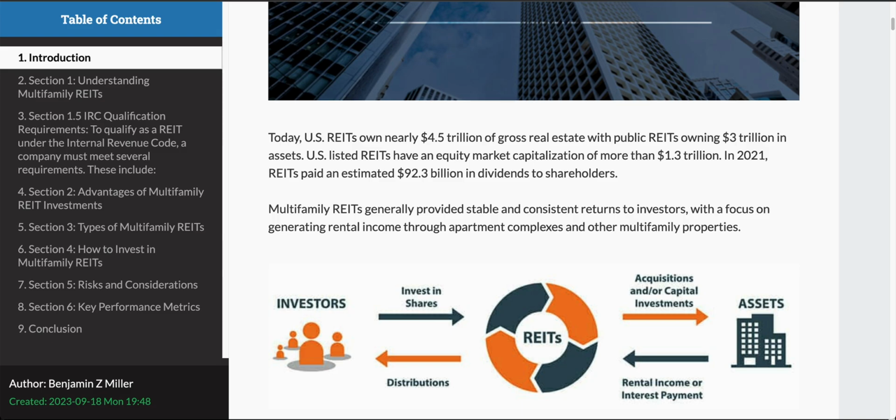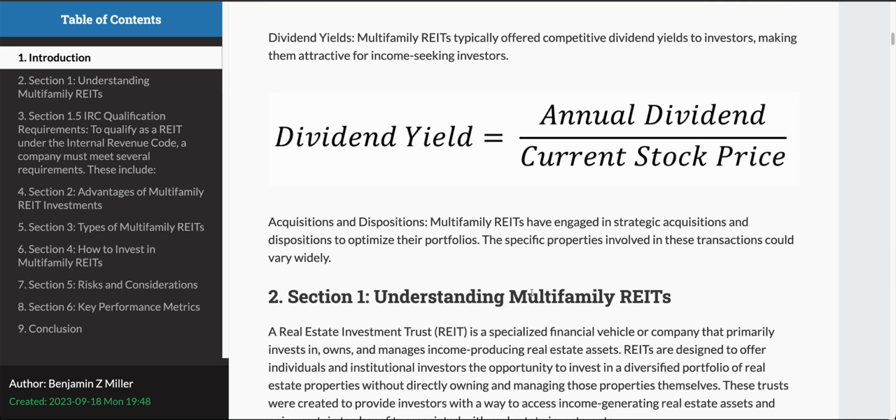So the process is investors purchase shares in REITs. The REITs acquire assets, different multifamily assets. They collect rent. Actually, it's normally a property management company that collects the rent, but that rent goes back to the REITs, and then the REITs make distributions to the shareholders.